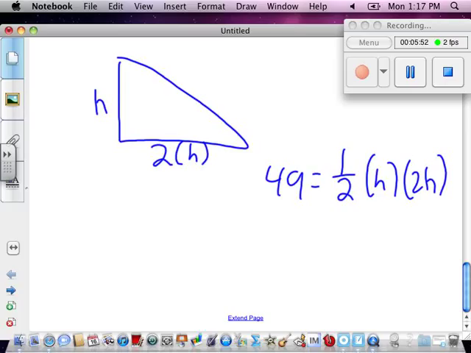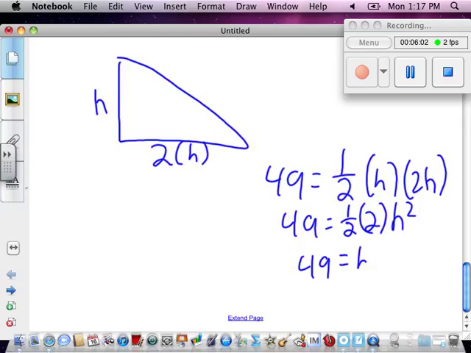Okay? So we get 49 equals 1/2 times 2h squared. What's half of 2? 1. 49 equals h squared. How do we get rid of the square? Square root it, and so h equals 7. So I was right in the first place. Yes. h units. Is it units squared? No, because it has to do with the height.